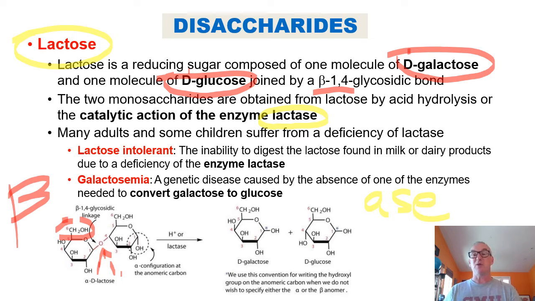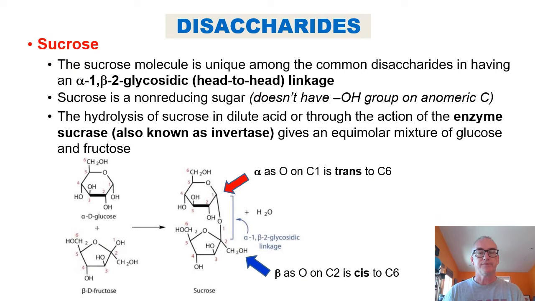Now, people who don't have that then get a buildup of galactose in their blood. And any buildup of any sugar in blood is a bad thing. So that particular disease is called galactosemia. It's much, much rarer than lactose intolerance, but it does exist. And it's a real problem because you come into contact with galactose from a wide variety of sources.